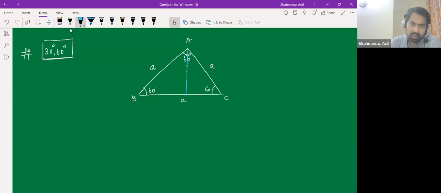So what can you say about this PM and MC? Yeah, 1/2 A, which means A by 2. Okay. Now you have this A by 2, this is 90, and this is a bisector. So this angle is 30 degrees and this angle is 30 degrees. So now you can see that in triangle ABM, we have 30 degrees as well as this 60 degrees.